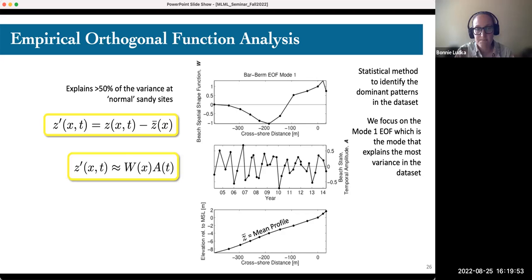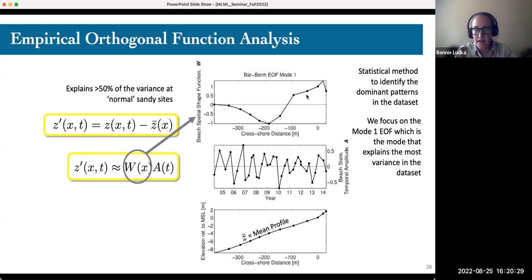And then the EOF reconstructs this time series that is also spatially varying. And it does so using a spatial shape function. And what this function is telling us is that when the upper beach is accreted, when you have that berm, the offshore region is eroded and vice versa. So it's a rocking between the berm and the bar. That is what that function is showing us. So this axis here is cross-shore distance. And this is just showing the relationship between the berm and the bar.